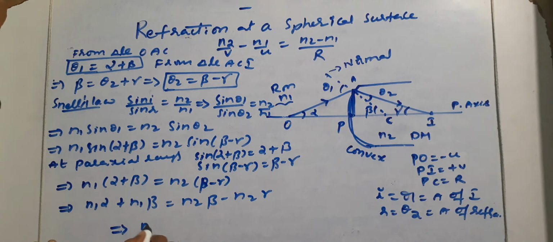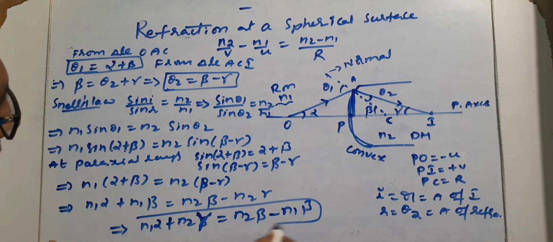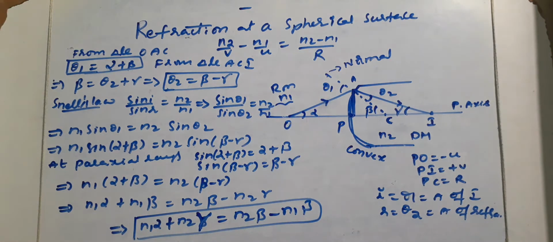So this implies we are changing n2 beta from the right side of the equal sign to the left side. N1 alpha, that is n1 alpha. We are bringing this n2 gamma from the right side of the equal sign to the left side, that is n1 alpha plus n2 gamma equal to n2 beta, and we are changing from the left side, that is n1 beta, to the right side, minus n1 beta. So it is the equation which is useful to derive this formula.